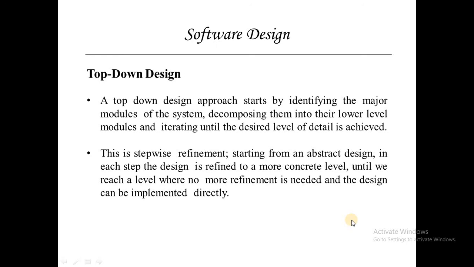So we have to start with an abstract design, and we have to decompose it into further modules. It is an iteration. In each step, we have to refine the modules and decompose them into more submodules until the desired level is achieved, or where no more refinement is needed. So this is called the top-down design approach. Thank you.